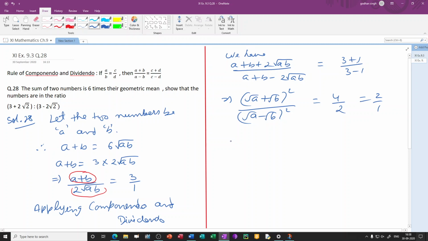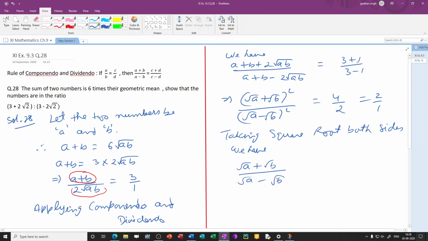So now let us take the square root on both sides. Taking the square root on both sides, we are going to have square root of a plus square root of b over square root of a minus square root of b equal to, here the square root of 2 will be root 2 and the square root of 1 will be 1.